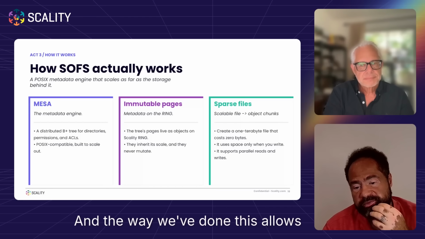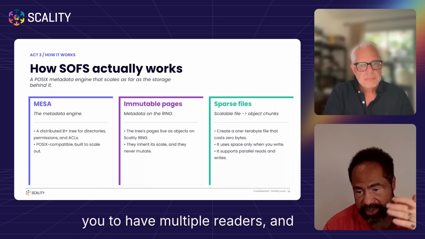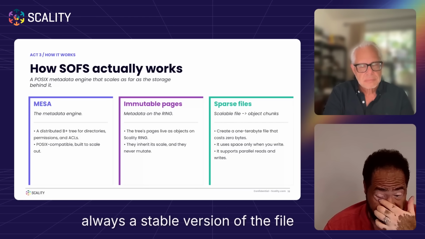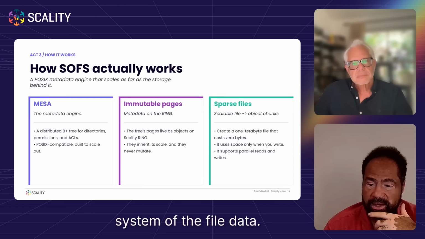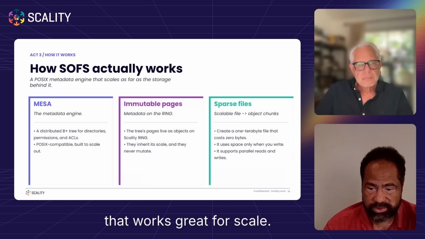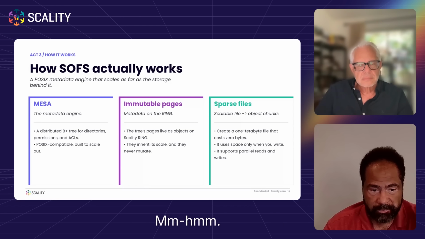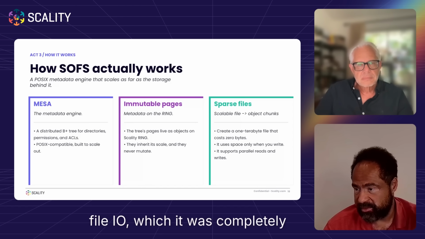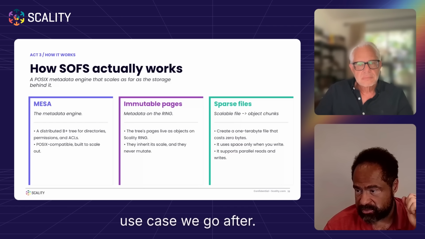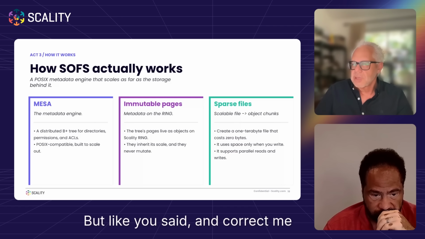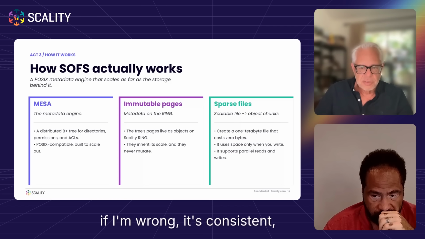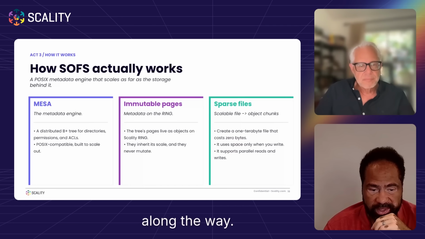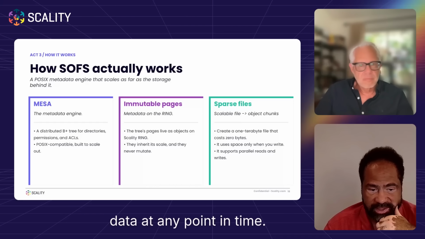And the way we've done this allows you to have multiple readers, and you know that what you read is always a stable version of the file system, of the file data. That works great for scale, but it wouldn't allow you to do small file I/O, which was completely fine for us because this is not the use case we go after. Right. But like you said, and correct me if I'm wrong, it's consistent, right? That means the file system is consistent along the way. Everybody gets the same view of the data at any point in time.